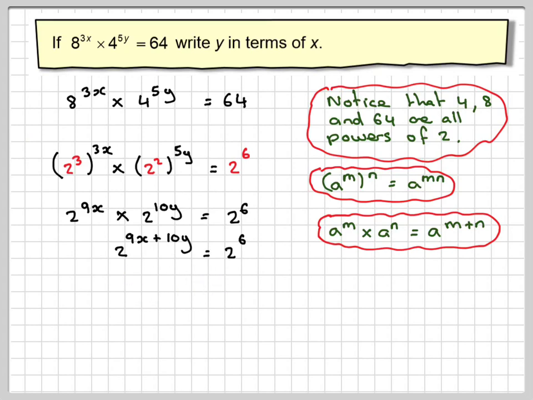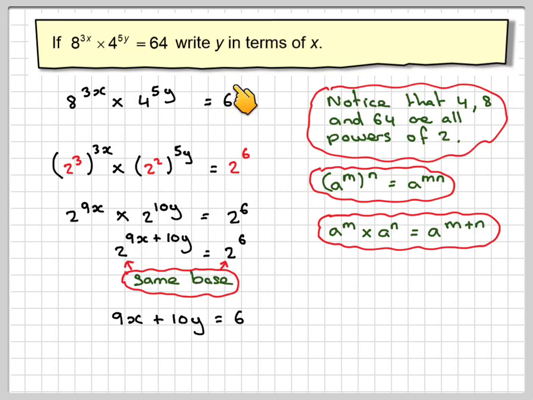Now we have the same base, which is 2. And if we have the same base, then the powers have to be equal for the two sides to be actually equal to each other. So we can say that 9x plus 10y must be equal to 6. And then we can forget about the 2.